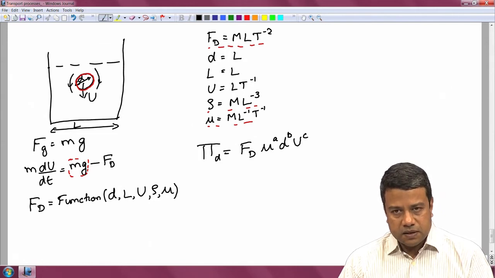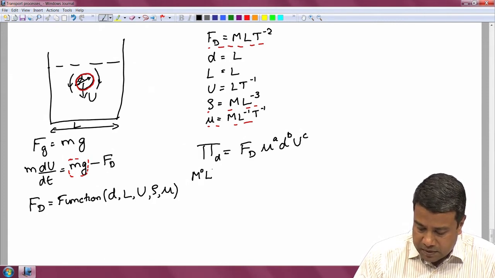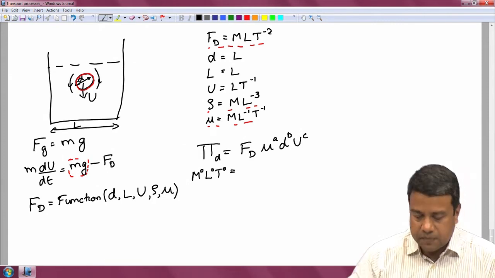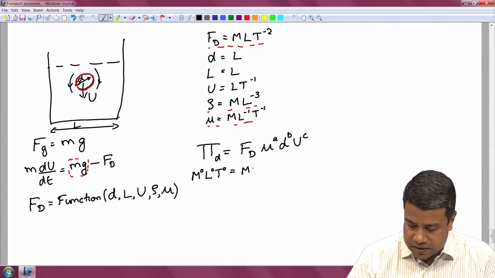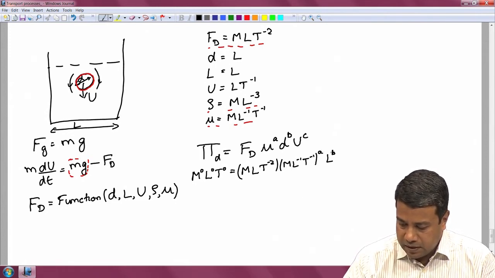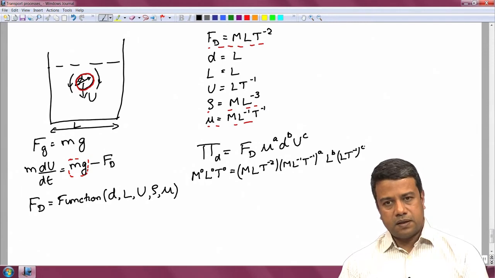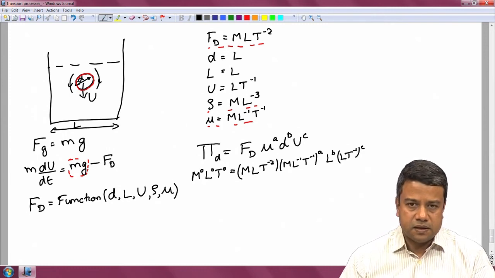So, if this is a dimensionless group, then it has to have dimensions of mass power 0, length power 0, time power 0. It should be dimensionless. So, force has dimension of mass, length, t to the minus 2. The viscosity is mass, length inverse t inverse, power A, length power B, and length t inverse power C. So, this combination of quantities has to have a net 0 dimension.